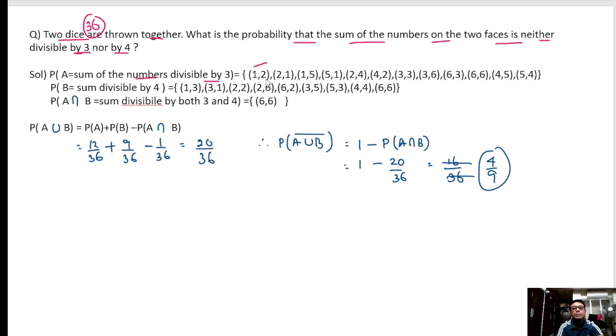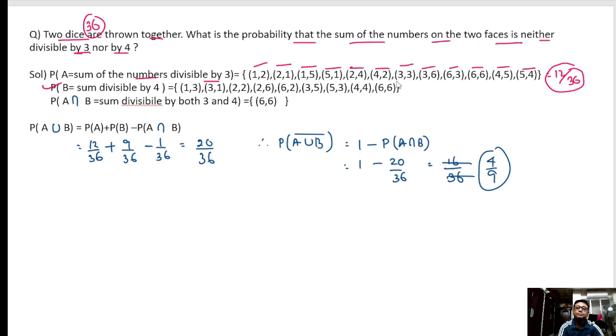So the sum of the numbers divisible by 3 can be 3, 6, 6, 6, 6, 6, 9, 9, 9, 9, 12. So there are in total 12 numbers. So 12 out of 36 are those whose sum is divisible by 3.